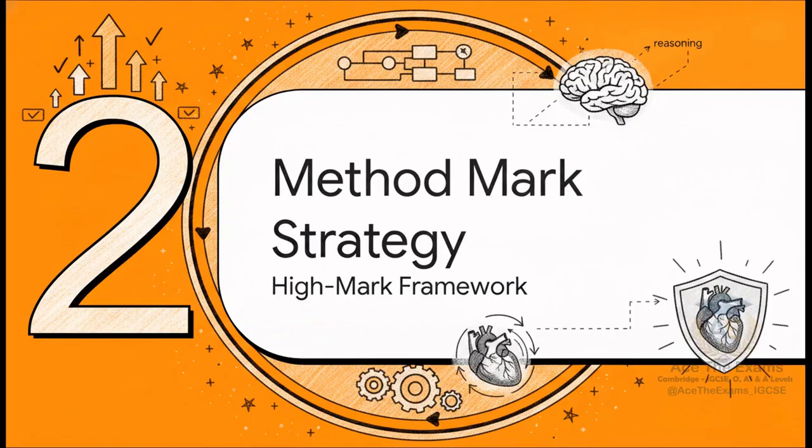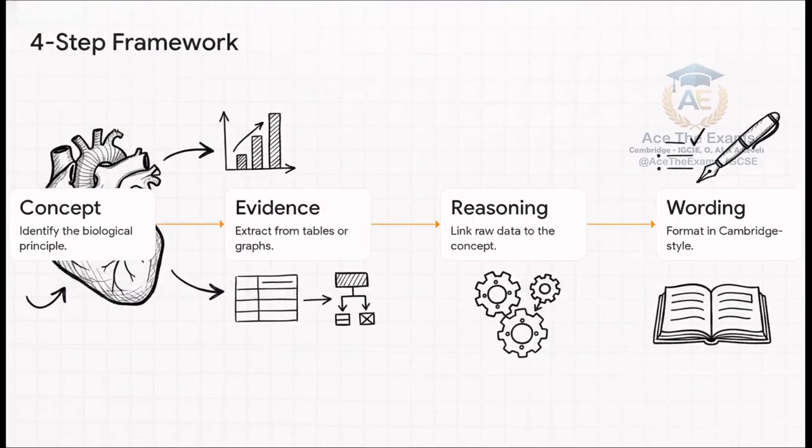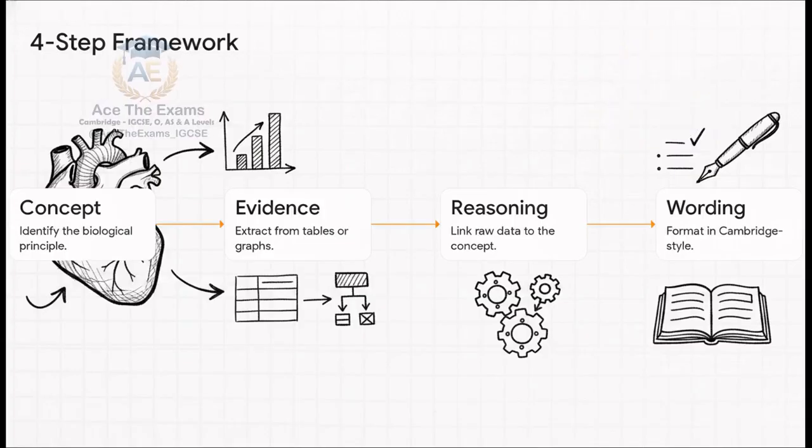By systemizing how you process the data, you essentially bulletproof your grade boundary. Here is your new 4-step methodology: deconstruct, solve, and evaluate. Step 1 is concept. Identify the core biological principle, like, say, ventricular systole. Step 2 is evidence. Pull the specific data right out of the provided tables or graphs. Step 3 is scientific reasoning.